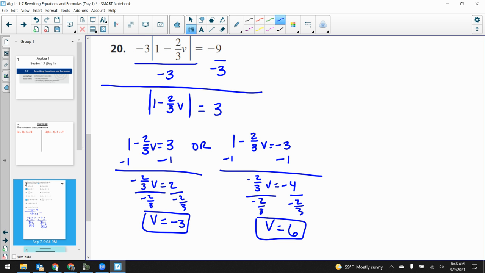Okay. Questions about that? Remember, 2 solutions for each one. The only special cases are when the absolute value is equal to a negative, or when the absolute value is equal to 0. Those are the only two special cases that we may have.